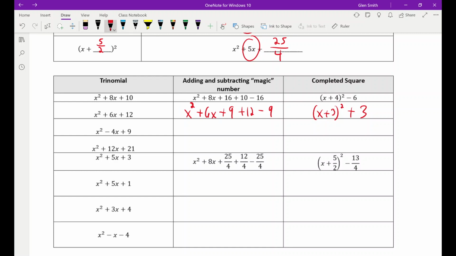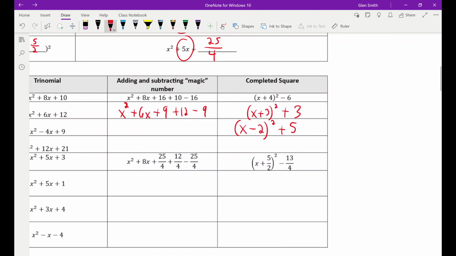Because that's a 4 there, I know that this has to be x minus 2, minus because it's a minus 4, all right, squared. But that means my magic number at the end there should be a 4, but it's not. It's a 5, which is too big by 5.